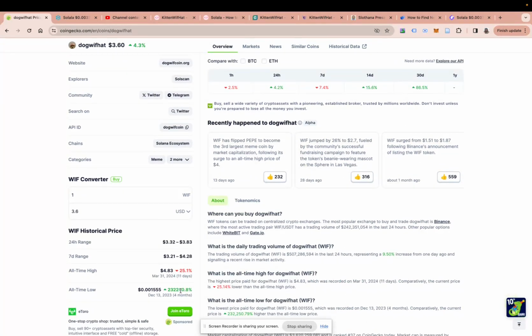Look at this, 4 months. This has done 2,322x. So if you had only £1 in that, you would now have £2,322. If you had £10 in there, you'd have £23,000. So these are crazy, and that's 4 months in, Dog with Hat. So people would be feeling like, oh, I missed that one.